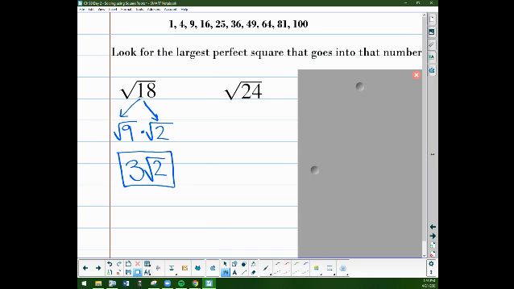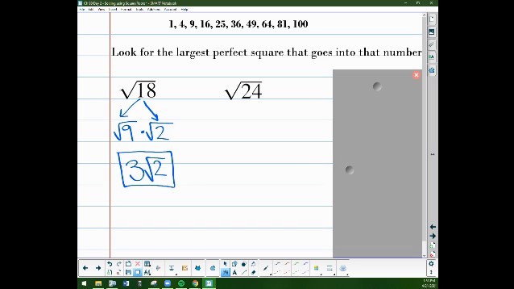All right. You try this next one, simplifying the square root of 24. Go ahead and pause this video right here and then simplify. All right, so the largest perfect square that goes into 24, well, we start with looking at 16. Does 16 go into 24? No. Does 9 go into 24? No. Does 4 go into 24? Yes, 4 does go into 24. So 4 is going to be my perfect square.